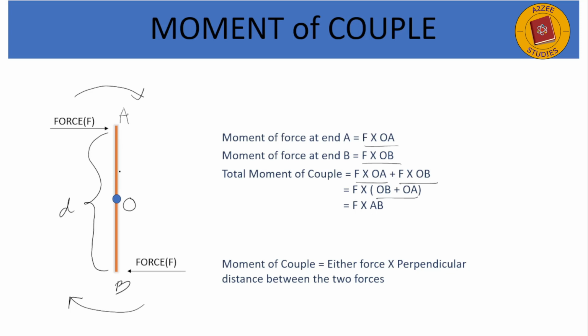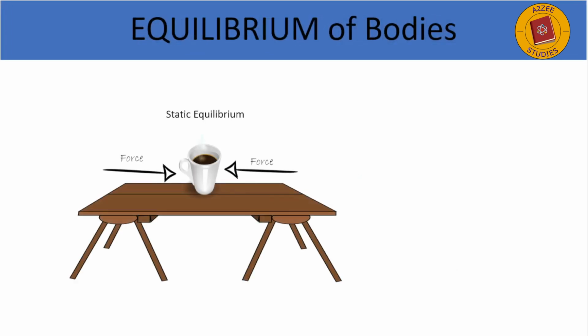But OA plus OB is nothing but AB. So F into AB. Therefore, we can deduce that moment of couple is equal to either force into perpendicular distance between the two forces. For example, when we are turning a cap with our fingers, every finger is applying a force of say 1 Newton. Here also 1 Newton. So the total force will be 1 Newton multiplied by the distance between our fingers. Right? Got it? It will be either force.